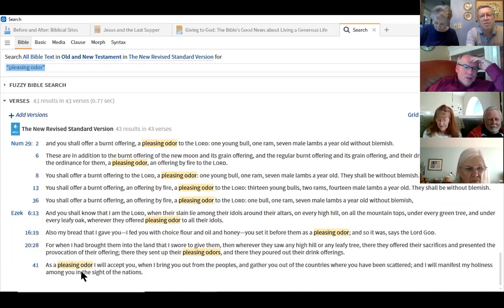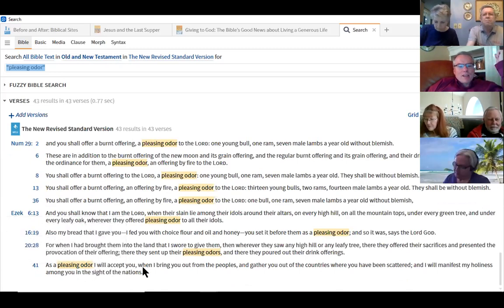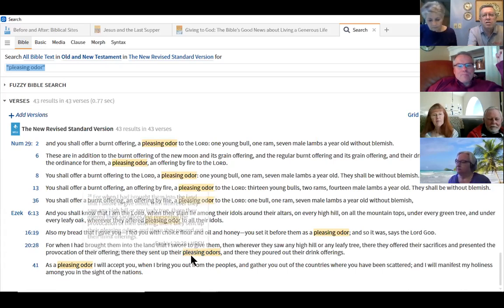Look at Ezekiel, going all the way to the end. As a pleasing odor, I will accept you when I bring you out from the peoples and gather you out of the countries where you have been scattered, and I will manifest my holiness among you in the sight of the nations. So as a pleasing odor.